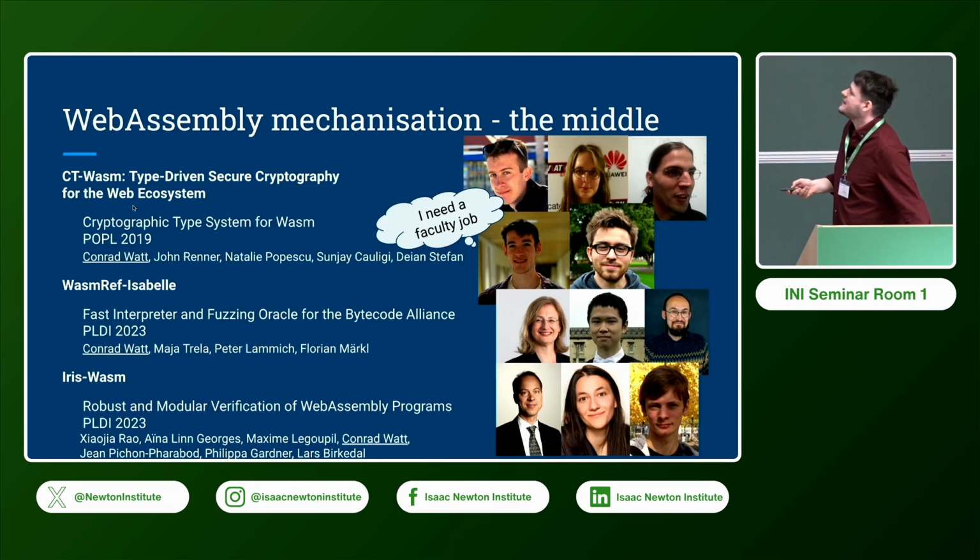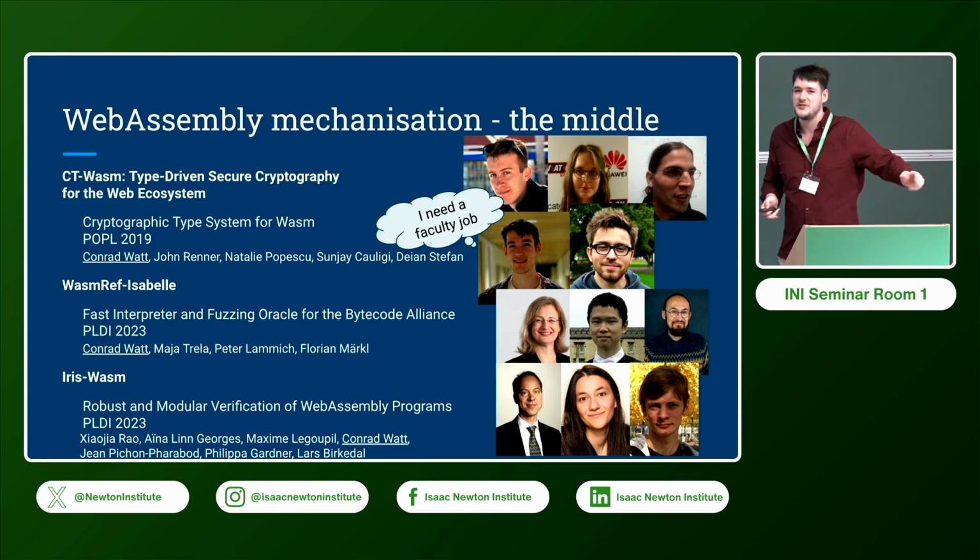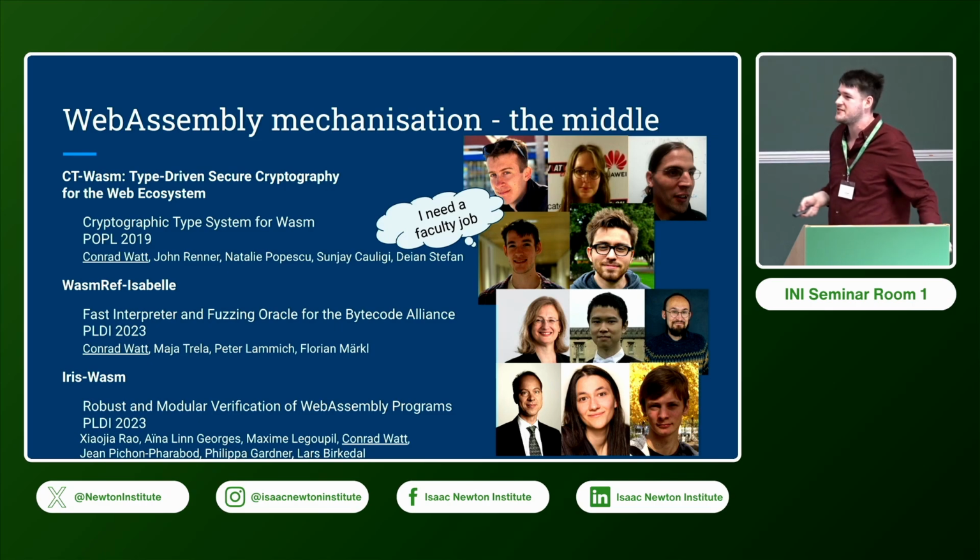And then in the intervening years, I did a whole bunch of collaborations with different people who were interested in using these mechanizations. We had some cryptographic type system stuff with some people from UCSD. We had WasmRef-Isabelle, which was this fast interpreter using Peter Lammich's exciting imperative HOL monadic library. And we had Iris-Wasm. So we got both the best out of Isabelle and the best out of Coq with these papers.